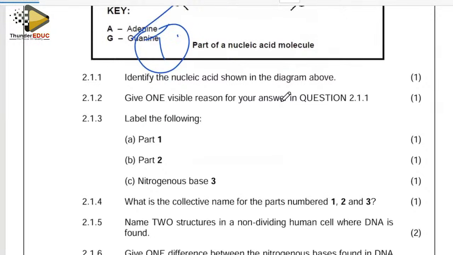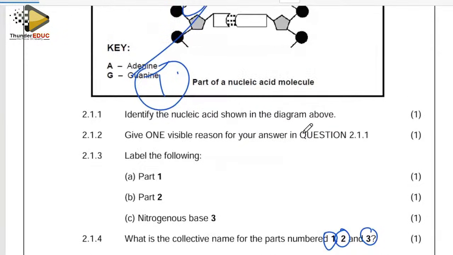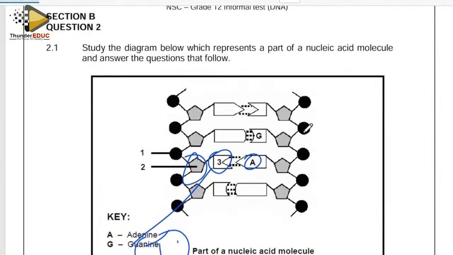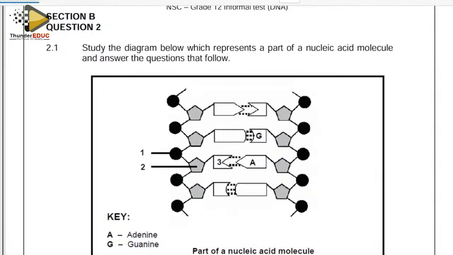What is the collective name given to part 1, 2, and 3? How do we call it? Basically, they're saying group. How do you say group in isiZulu? Nucleotide. Yes, it's a nucleotide. They're saying that they group all of them: the phosphate, the deoxyribose sugar, the nitrogenous base. How do you call it as a whole?